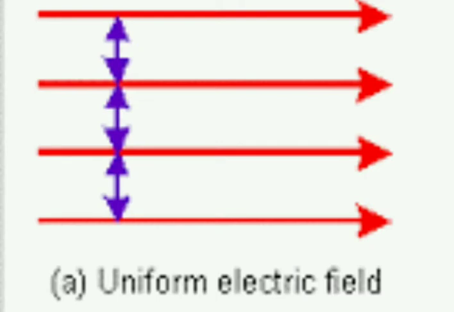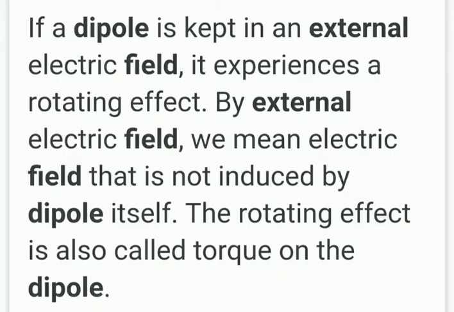An external uniform electric field is represented by parallel lines. When a dipole is placed in an external electric field, it experiences a rotating effect. This rotating effect is called torque of the dipole. Torque. Now how is this torque produced?